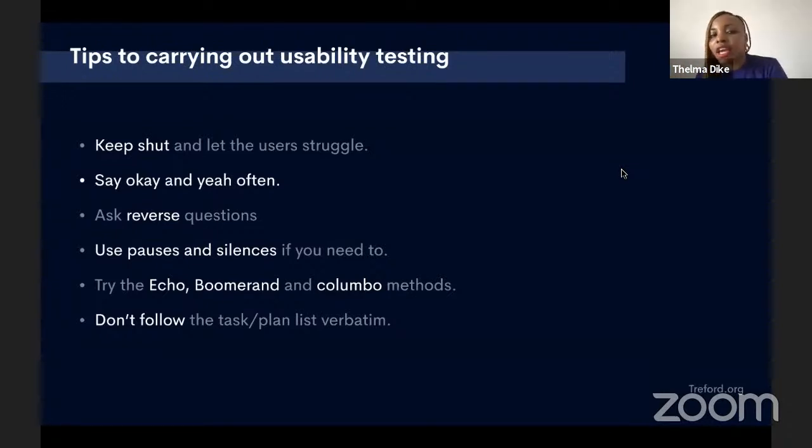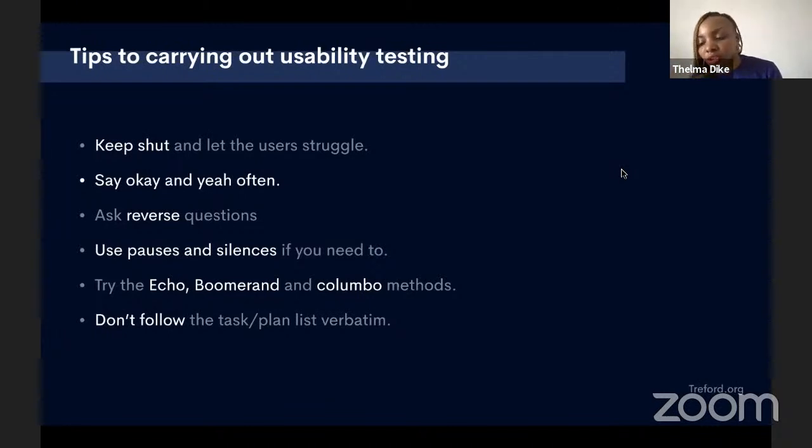So say okay and yeah often. Don't just keep calm. When a user is saying, what does this mean? You're like, okay. Or as they're talking, when they're interacting with your product, they can just be saying whatever. Just say okay and yeah, so that they feel like you're there and you're not just absent doing something else when they are interacting with your product.